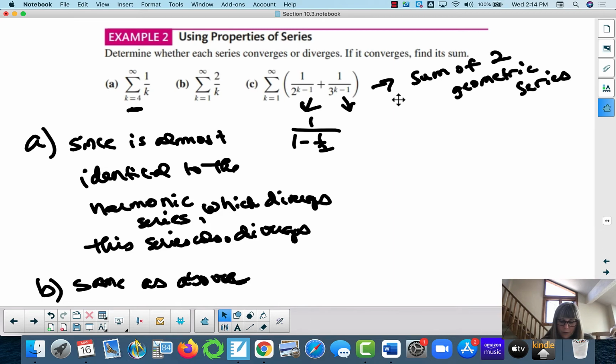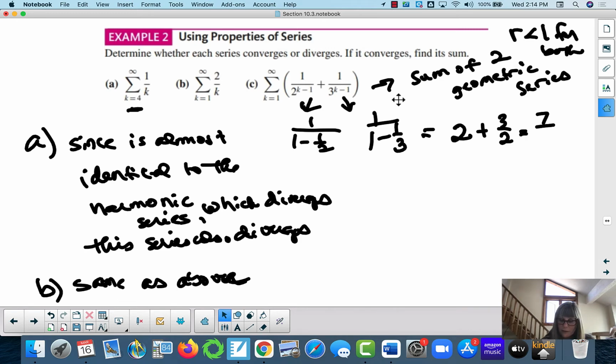And here R is 1/3, which is less than 1, so that geometric series also converges, and that becomes 1 over 1 minus 1/3. And so our sum is going to be, we have 1 over 1/2, which is 2. We have 1 over 2/3, which is 3/2, and that adds together to give us 7/2. So again, we can only find that sum because we have a formula for a geometric series.